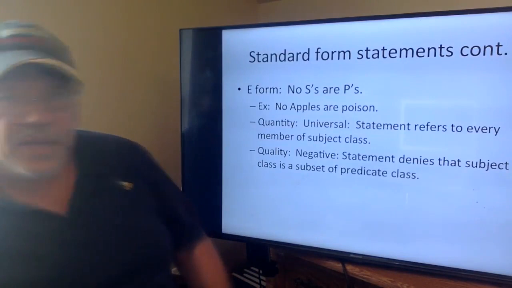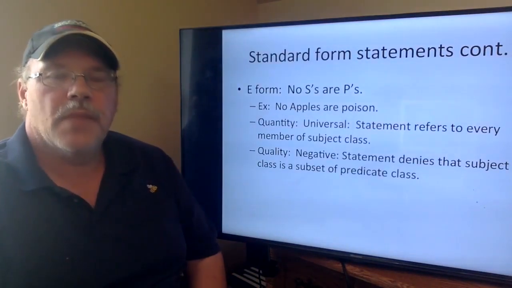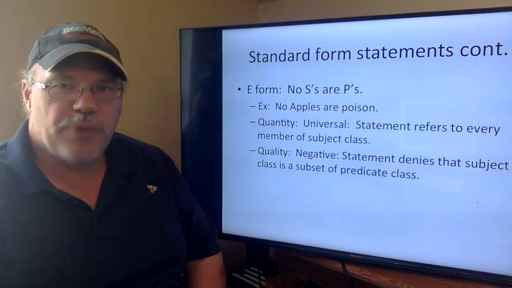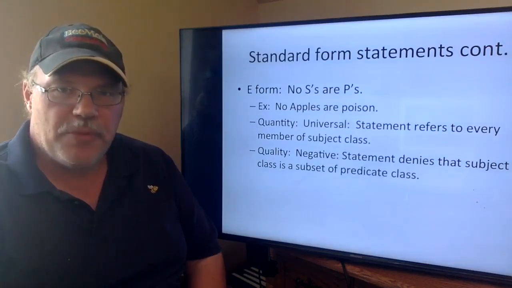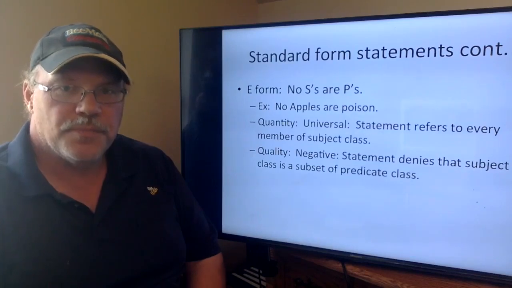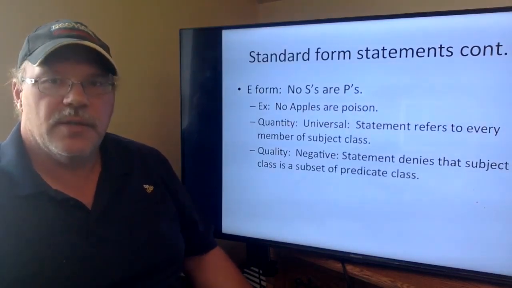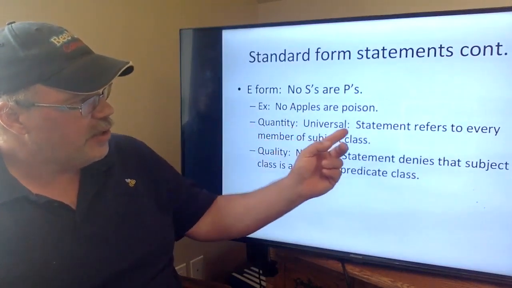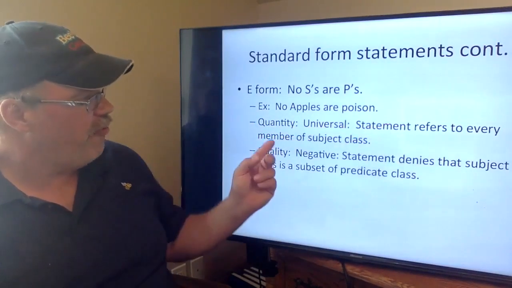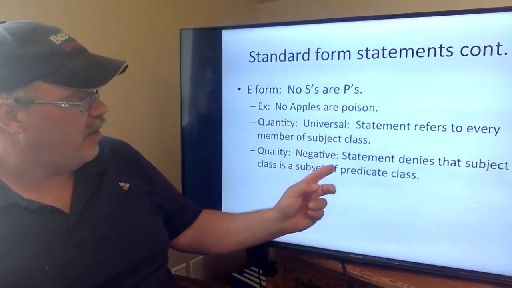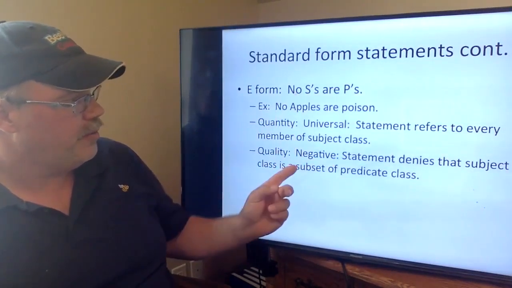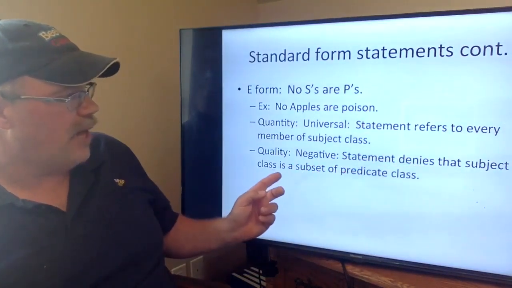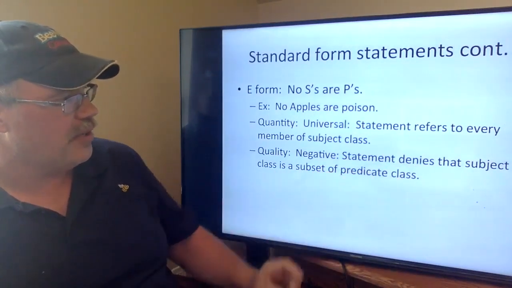The next form is E form, and this would be, in ordinary language, no subjects are predicates, or no apples are poison. Tell it to Snow White. So we have the quantity is still universal. This is referring to every member, but now it's negative, right? We have a no there. So this is a statement of denial of one class being a member of the other class.